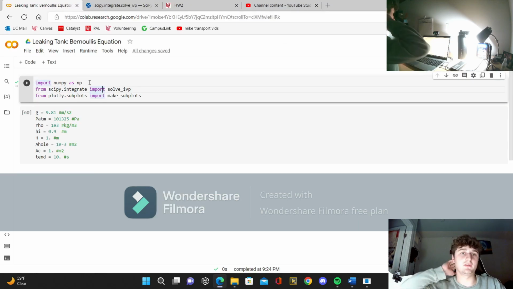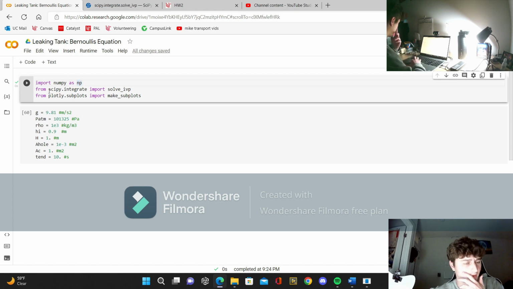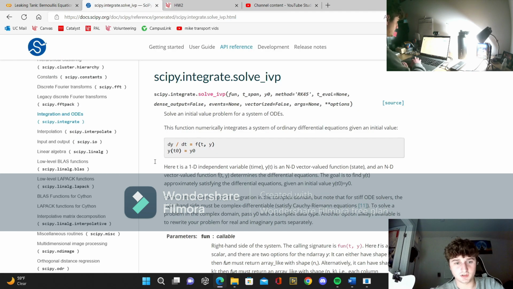So let's talk about what we have here so far. First up, we have NumPy, numerical Python. What this is going to be doing is helping us with a couple calculations. I think just a couple things is what we have. We'll get to those. Then we are going to import solve IVP from SciPy integrate, which I have pulled up over here. What this is going to do is solve an initial value problem for a system of ordinary differential equations. Now, we do not have a system, we only have one, but it is still going to work for us.